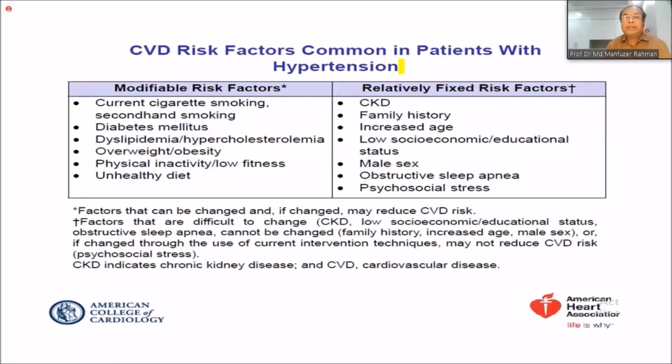And relatively fixed risk factors are, you see, chronic kidney disease, family history, increasing age, low socioeconomic status, male sex, and obstructive sleep apnea, which is very important. I think this is a silent killer, obstructive sleep apnea, producing a large cardiovascular risk. And psychosocial stress or social deprivation, isolation, these are also important risk factors of the hypertensive patient, considering the cardiovascular outcome.